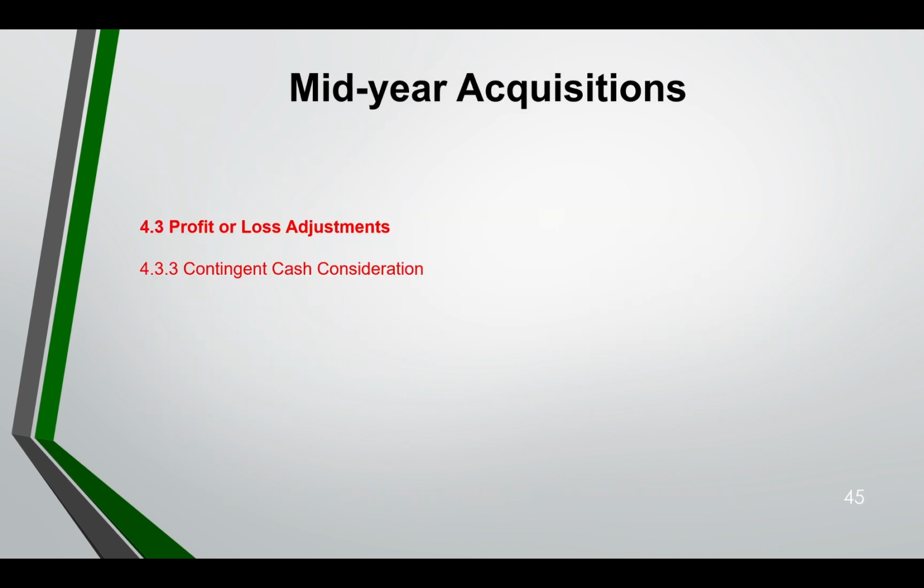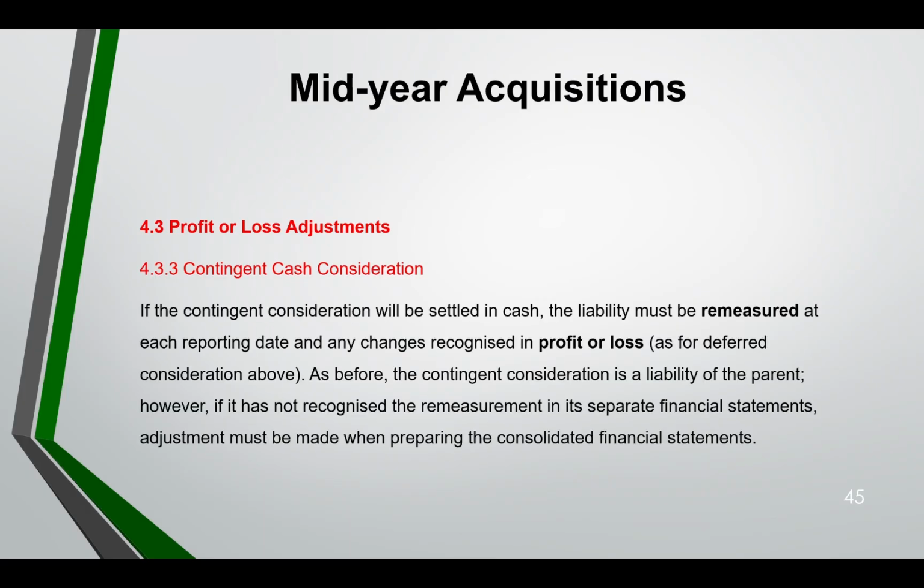And your liability is increasing as it approaches the actual payment date. Now, next, contingent cash consideration. If the contingent consideration is settled in cash, you have to remeasure the liability at each reporting date and the changes will be recognized in profit and loss. Same like deferred consideration. As before, the contingent consideration is a liability of the parent if it was not recognized. Okay, the remeasurement in its separate financial statement. Then you have to make the adjustment while preparing consolidated statements.